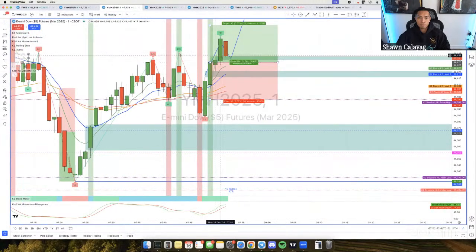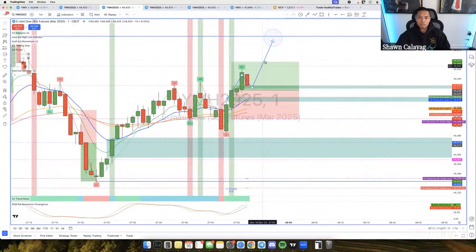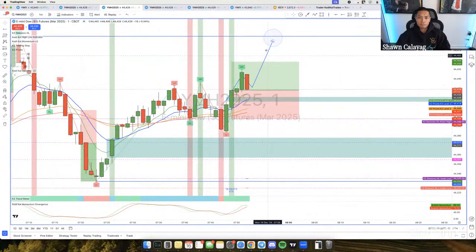And see how price pushed through it right there? It's probably going to continue climbing up higher from this point because now that it's pushed through, it's disappeared. It's not on the chart anymore.